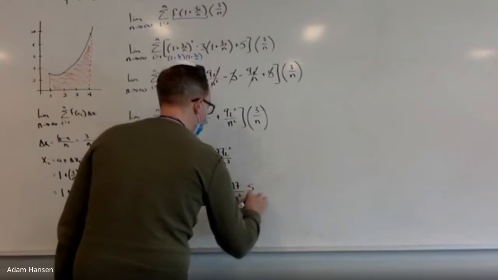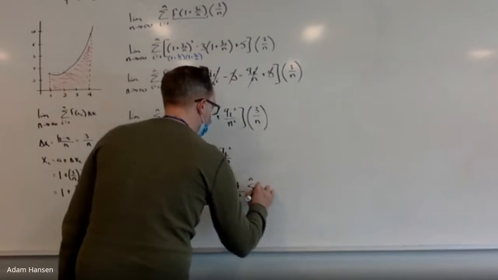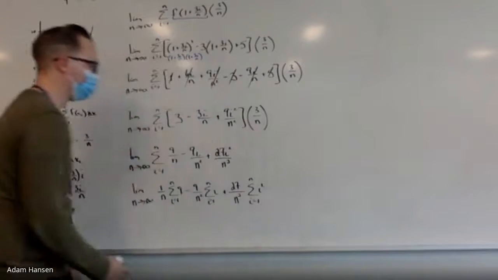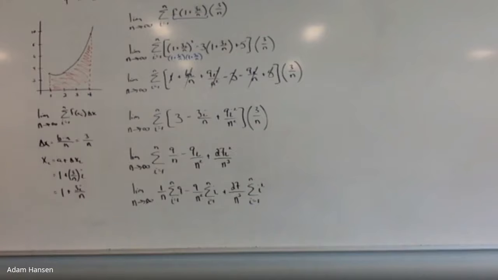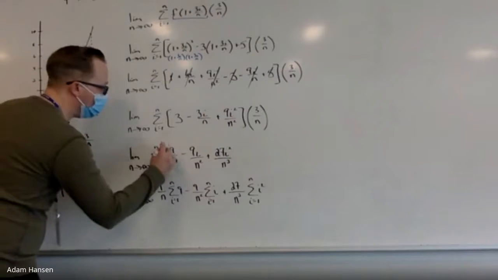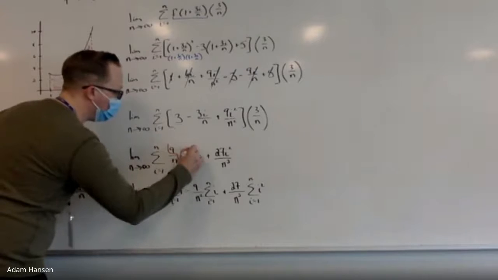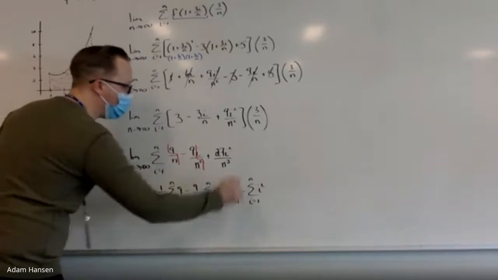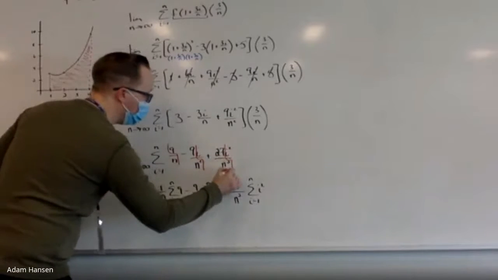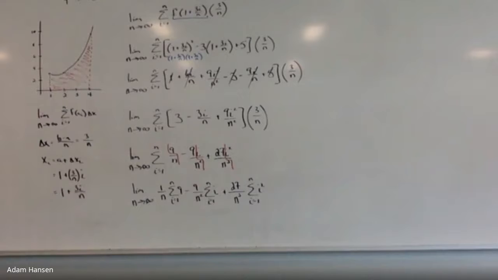The summation of i equals 1 to n of i squared. Basically factoring out what's a constant from each of these terms: 1 over n, 9 over n squared, 27 over n to the third.